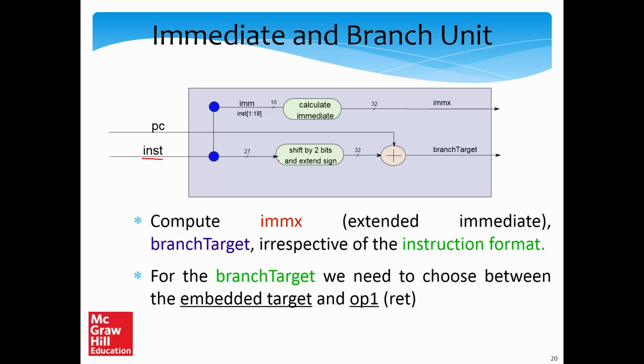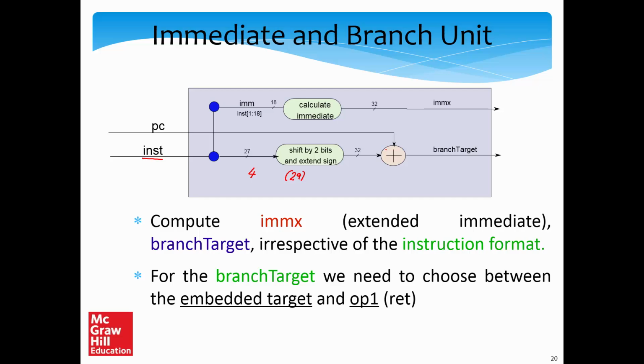Since this is a word offset, not a byte offset, we shift the number by 2 bits and extend the sign. The reason we shift it by 2 bits is because it's an offset in terms of memory words, and one memory word is 4 bytes. So we take a 27-bit quantity and shift it to the left by 2 positions, so we get a 29-bit quantity, and then we extend its sign to make it a 32-bit number. So this is essentially the offset in terms of bytes.